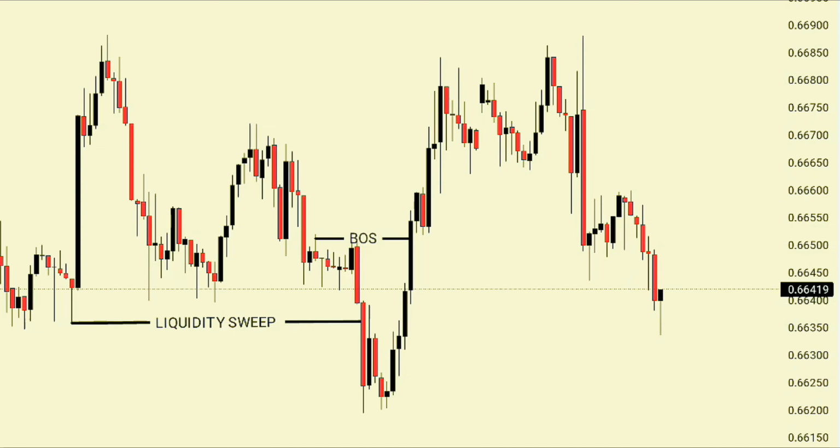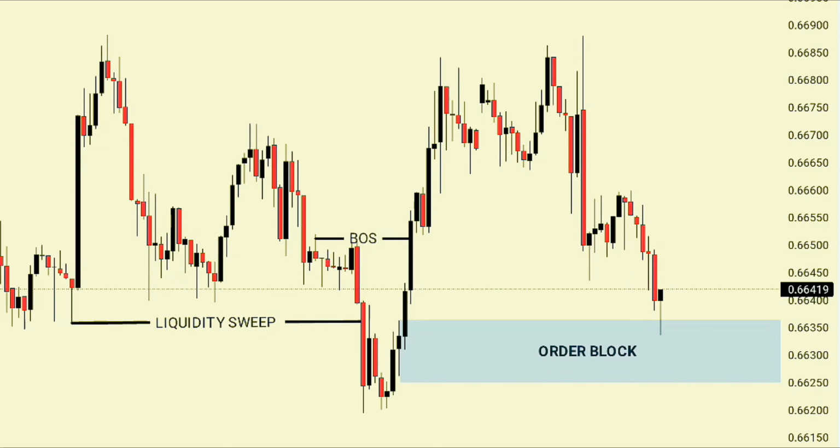It tells me the sweep wasn't random, it was intentional. Liquidity was collected, and now price is ready to move in the real direction. Think of BOS as the market shouting, "I'm done going down, I'm ready to go higher now." Once I have a liquidity sweep and a clean BOS, the next thing I do is locate the order block, the origin of the impulsive move.